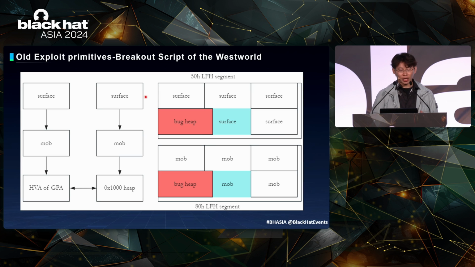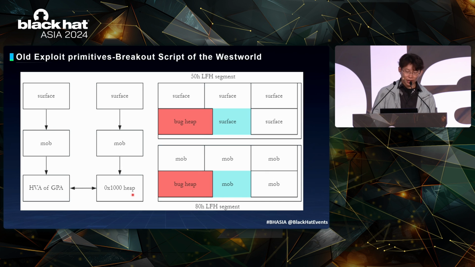In my speech, Breakout Script of Westworld, we propose a new method. If the conversion size of the mob is 1,000, when the mob tries to convert GPA to HVA, if the conversion fails, it will apply for a heap with size 1,000 as the HVA. Through SVGA commands, it's possible to copy data between two mobs. So we have the same ability again. If we exploit the vulnerability to overflow the length field of the surface, then we can out-of-bounds read and write this heap.